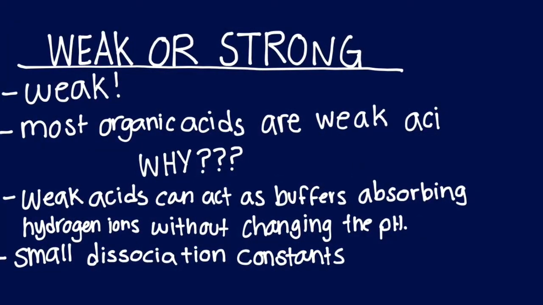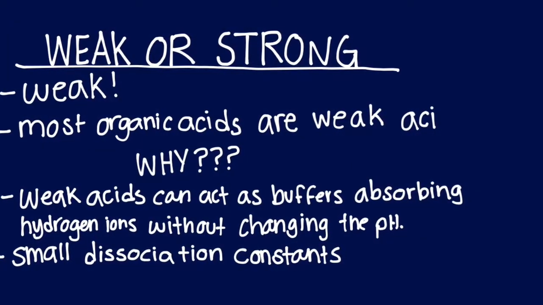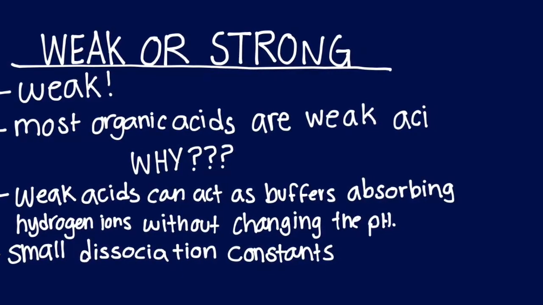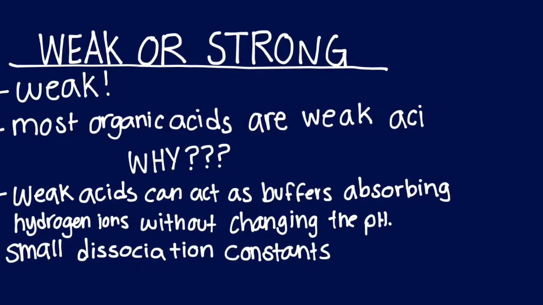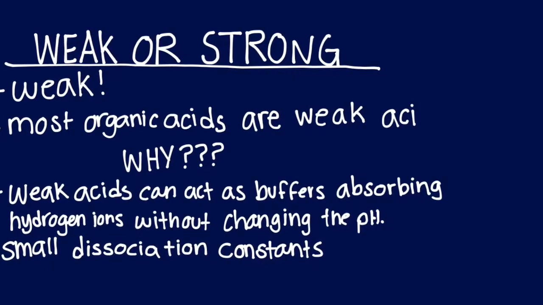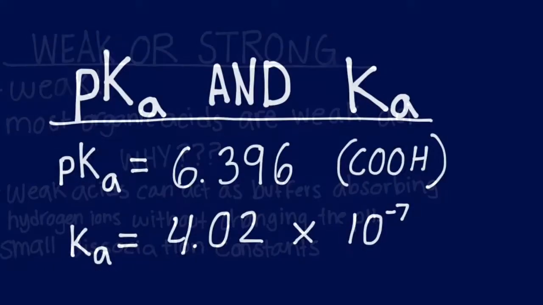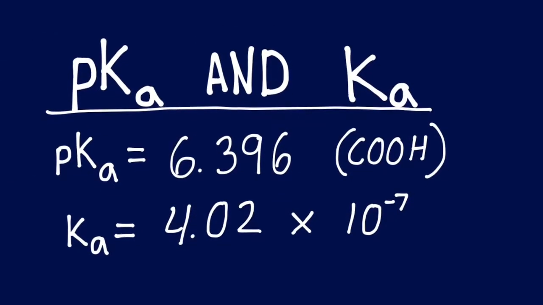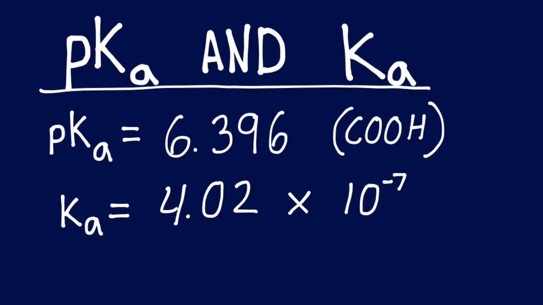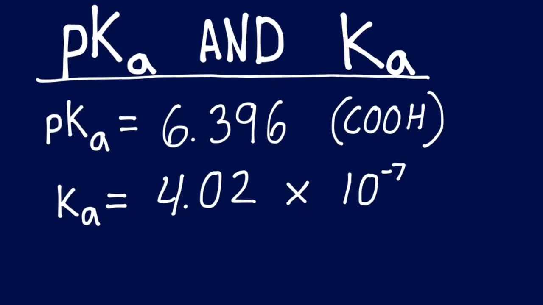Like I said before, citric acid is a weak acid. Most organic acids are weak. We can eat these acids safely because of it. These weak acids can act as a buffering system within our body because of their small dissociation contents. Citric acid's pKa is 6.396 and its Ka is 4.02 times 10 to the negative 7th.